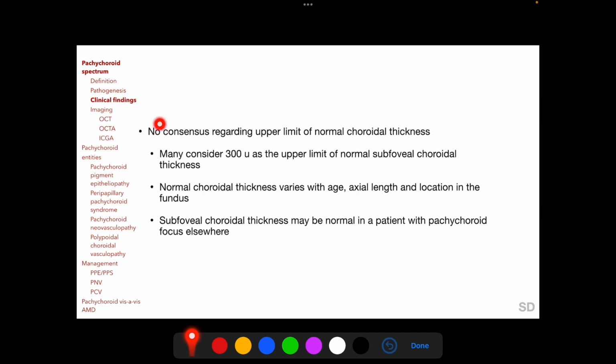But there is no consensus regarding the upper limit of normal choroidal thickness, and many consider 300 micron as the upper limit of normal subfoveal choroidal thickness. Normal choroidal thickness varies with age, axial length, and location in the fundus. Subfoveal choroidal thickness may actually be normal in a patient with pachychoroid elsewhere in the fundus.